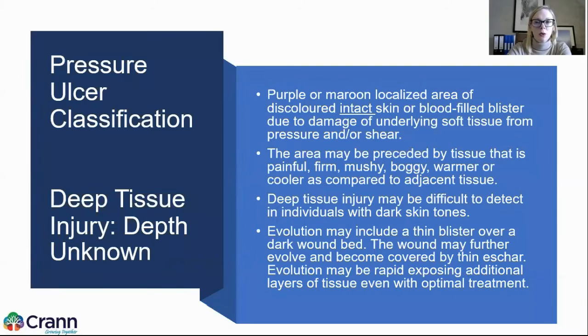Then you can have someone who presents with a deep tissue injury. They may present as if they have a pressure ulcer as well. It can lead to one. You can get a purple and maroon area. Basically it's just a blood-filled blister.